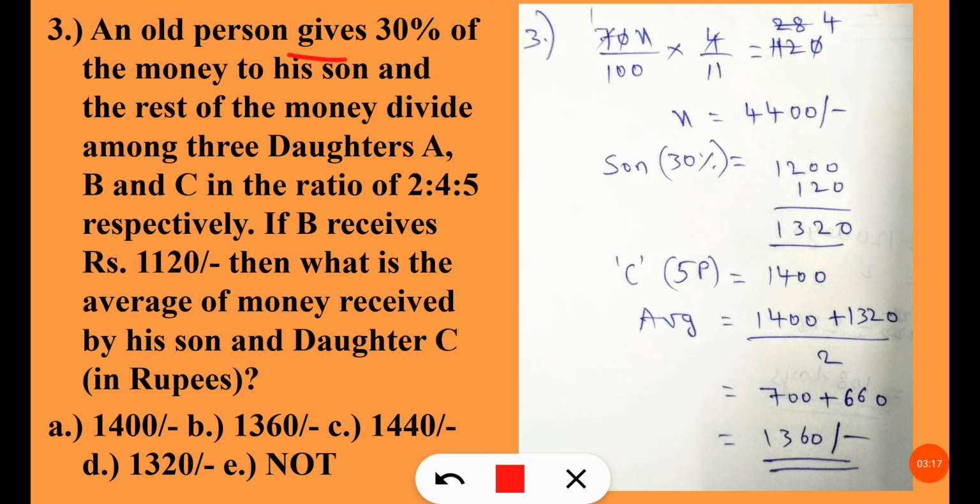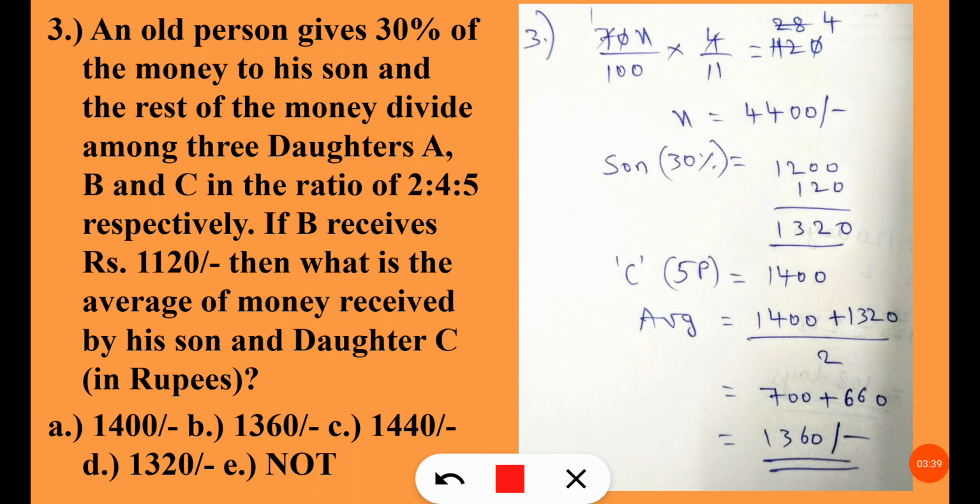An old person gives 30% of the money to his son and the rest of the money is divided among his 3 daughters A, B and C in the ratio of 2:4:5 respectively. If B receives 1120 rupees, that means daughter B receives 1120, then what is the average of money received by his son and daughter C?